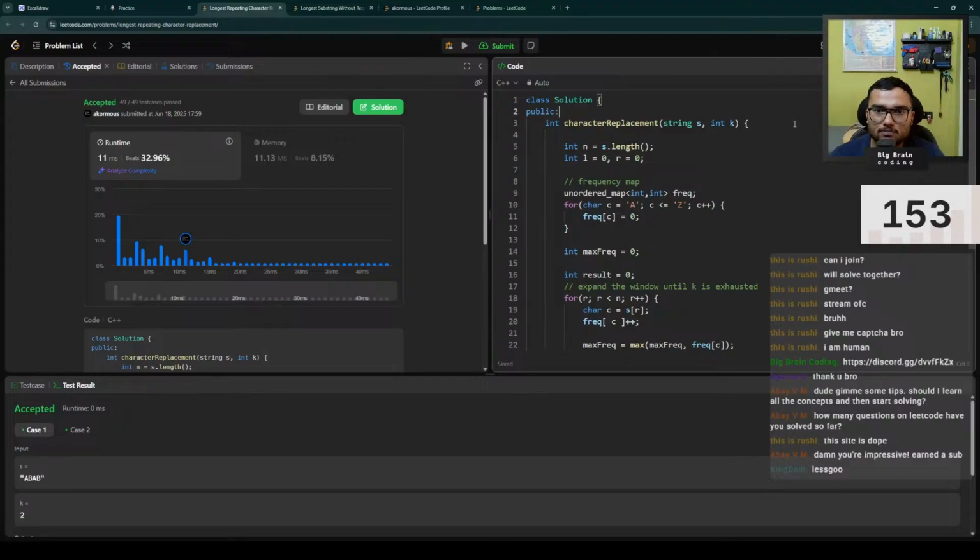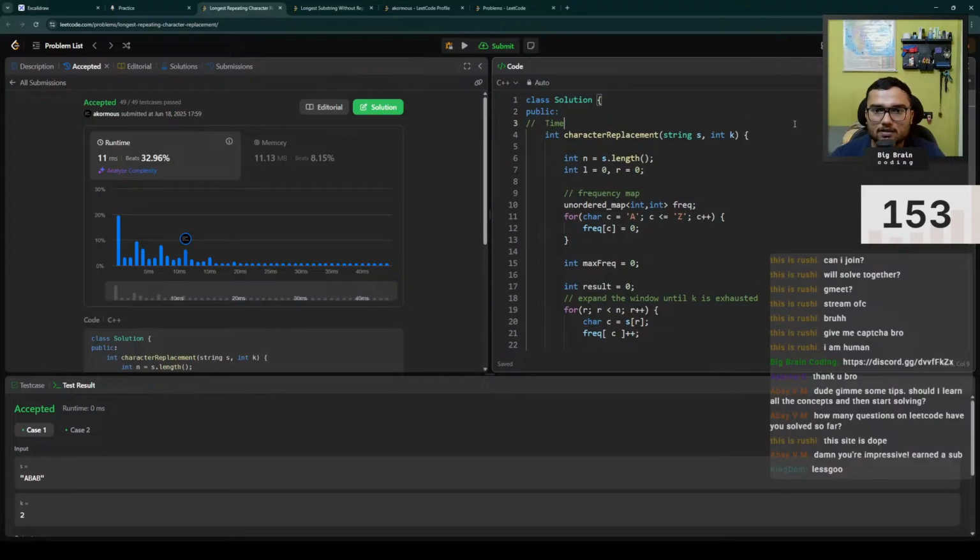Let's write it at the top. Time complexity: order of n. 2n to be precise, but it's just n. Okay. Cool.